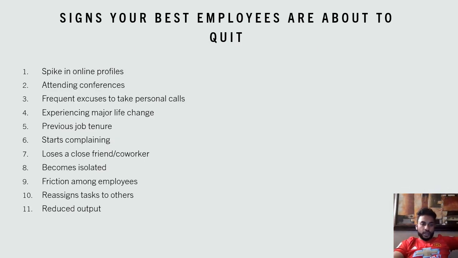Okay. Signs your best employees are about to quit. Let's say your company's running well, your sales are coming in, everything's going as you wanted. Your numbers are high, everything's good, but then you look at your salesperson and start to see signs that he's losing interest. The guy who brings us all the sales, while we sit back and relax, is losing interest in the business. What should we do? So, signs your best employees are about to quit.